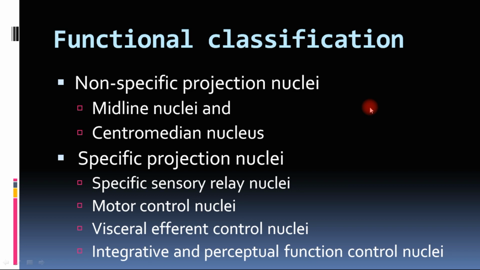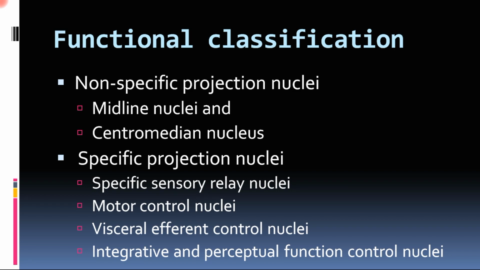Now when we look at the functional classification of these nuclei of the thalamus, there are two distinct classifications. The first is non-specific projection nuclei and the second is specific projection nuclei. What do you understand by non-specific projection nuclei? The term non-specific means it is not projecting to a specific area, whereas it is projecting to a broad area, to a wide region in the brain.